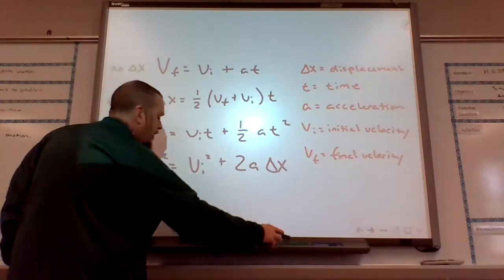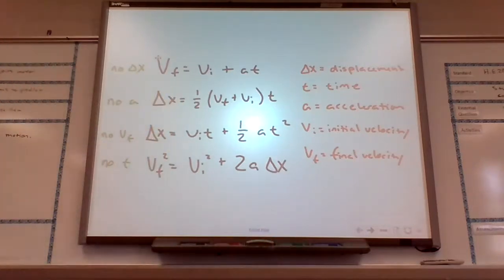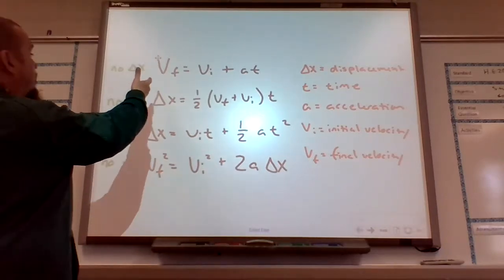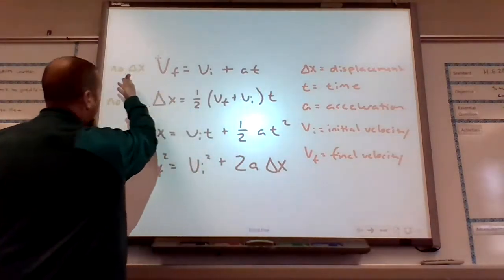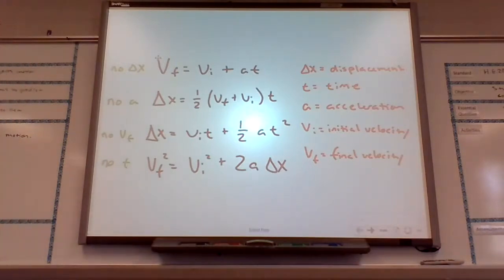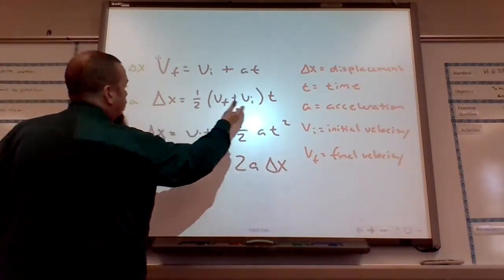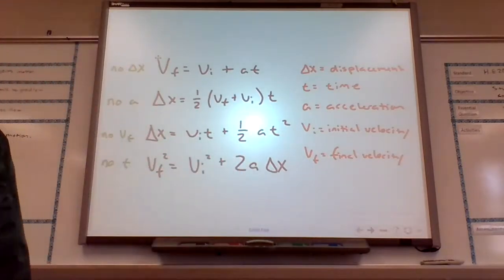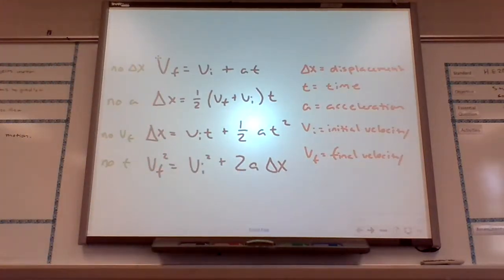Now, I was asked the other day if I'm going to give you that information on the test, tell you which one's the no delta x. No, I'm not going to give you that. You can look at the equation to see. Again, look at this equation. There's no delta x in it. That is the no delta x equation. That is the kind of equation you would use if you didn't have a displacement. And when you look at this equation, there's no A in it. That's the equation you go to when you don't know the acceleration of your object.